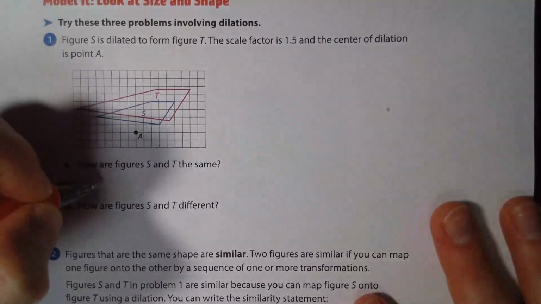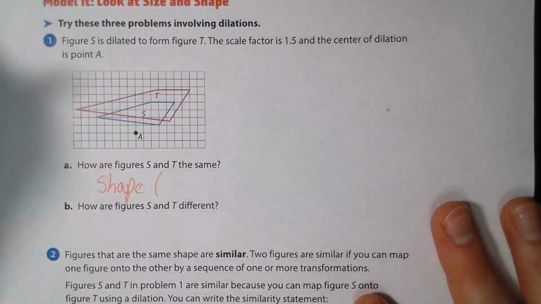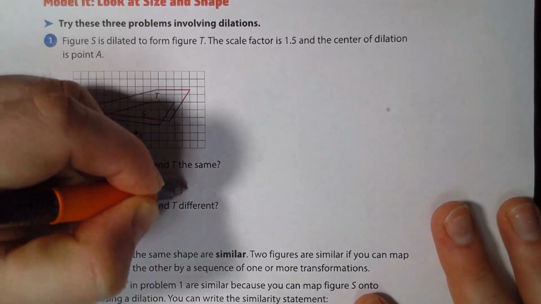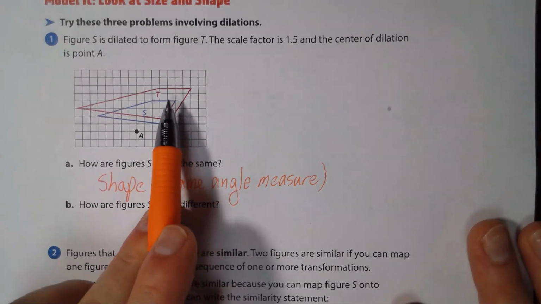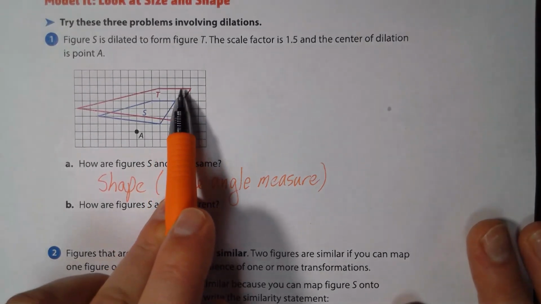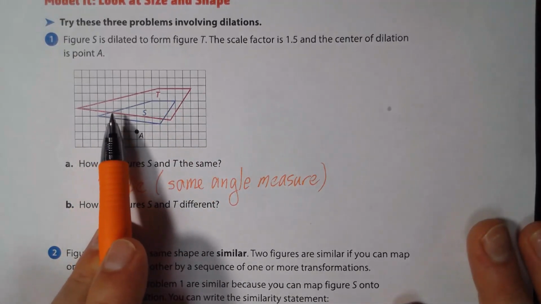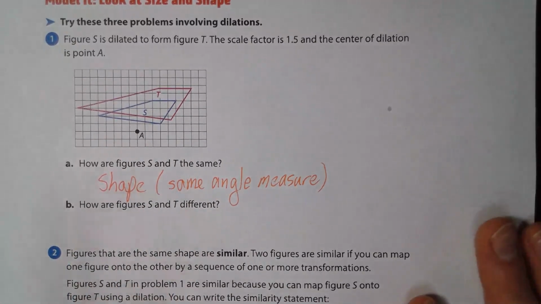Here's the big thing. They're still the same shape, aren't they? And what do we mean by that again? We mean that they have the same angle measure. If I took a protractor and measured this angle compared to this angle, I would find that they're exactly the same. This angle and this angle is the same, which means they're still the exact same shape.